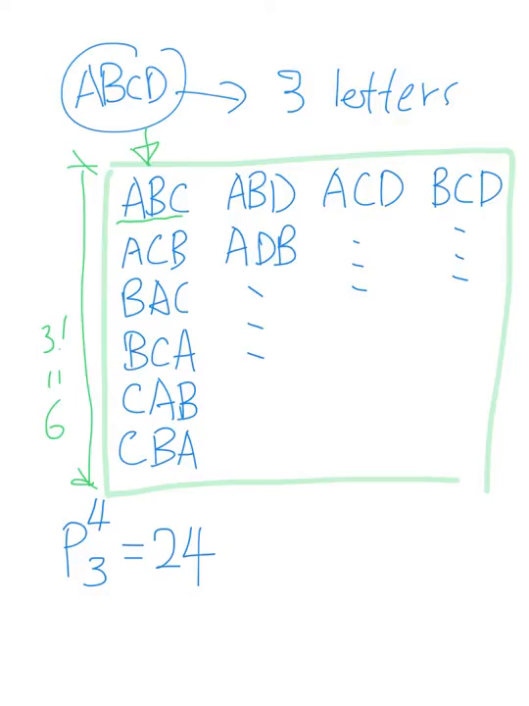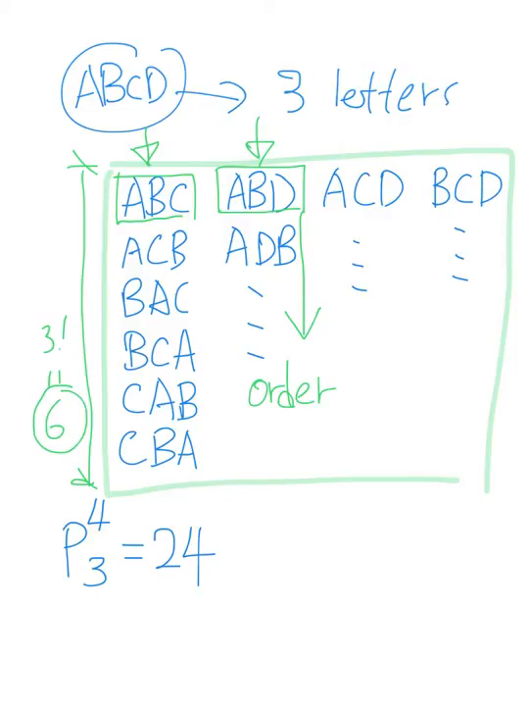The second column is another combination. Instead of ABC, now it becomes ABD. And for the rest of them, it's basically the ordering of ABD. So there are 6 choices, 6 permutations for ABD, and so on and so forth for ACD and BCD. They're exactly the same thing.